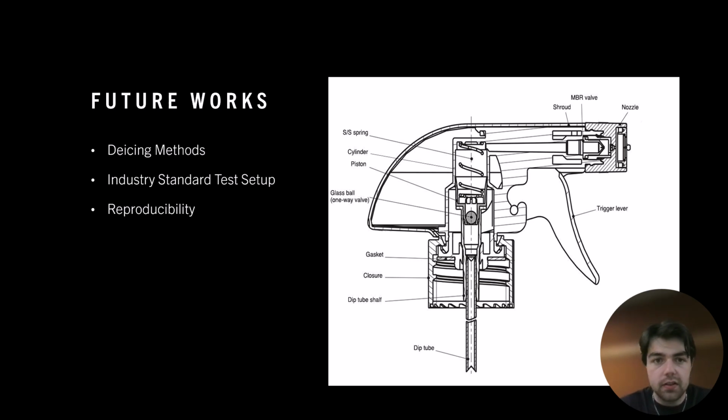We could also use a nozzle similar to the one in the diagram that would atomize the water further, which would give us a better and more even covering of ice. And the results from that test could be used for reproducibility tests because they'd be more accurate than our current results.